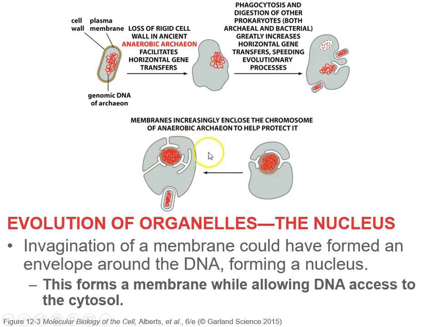The next step is that membranes will enclose the chromosome to protect it, because this is our genetic material that will specify all the characteristics of the organism, so we need to protect it. We have a membrane that encloses and invaginates around what will become the nucleus. This forms a membrane around the nucleus, but it still allows access of the DNA to the cytosol. You can see these little gates right here where we have access. We have transport between the nucleus and the cytosol, which we will need to do.